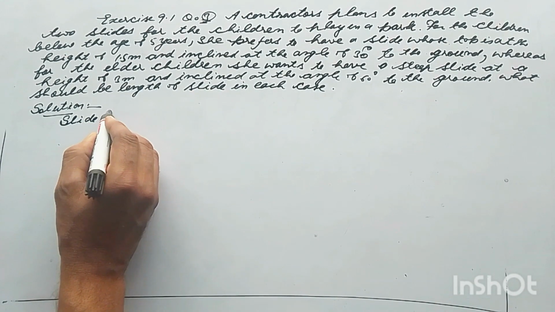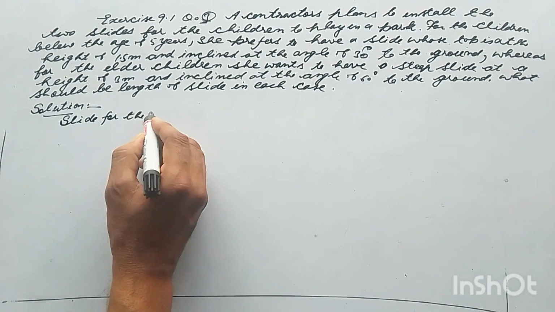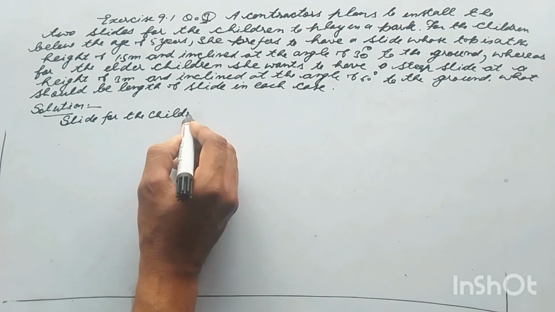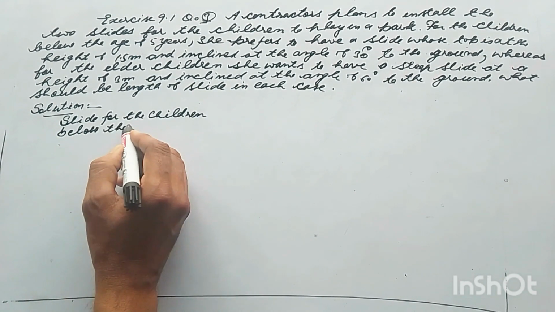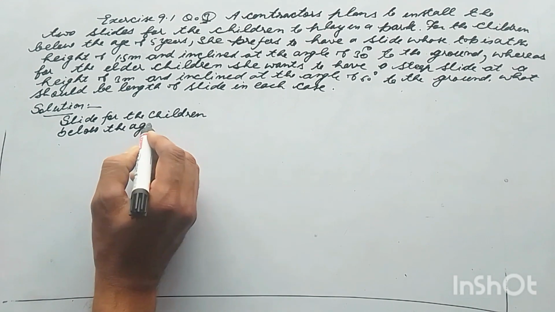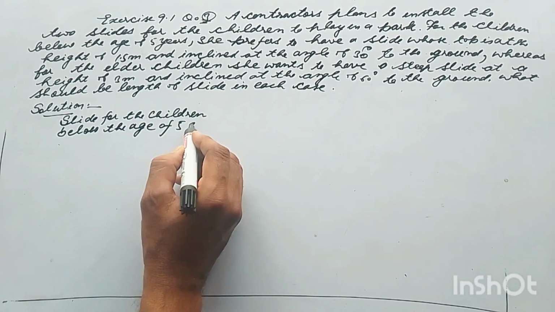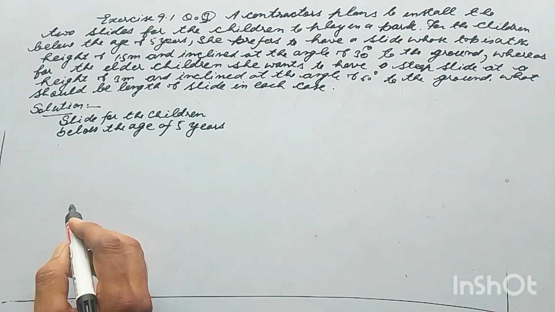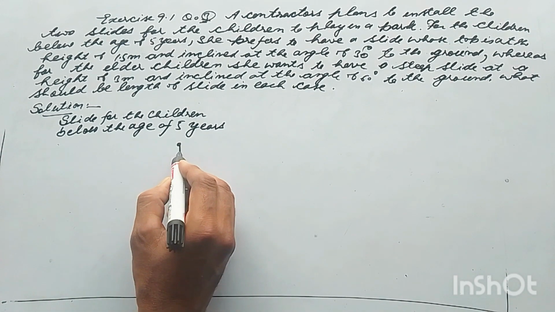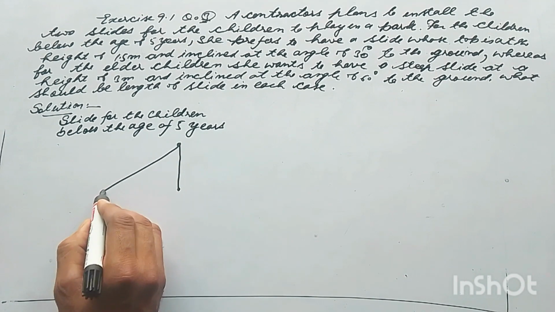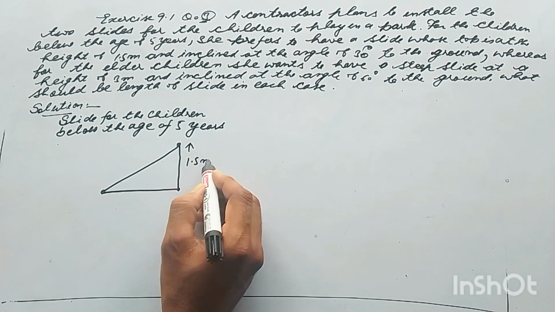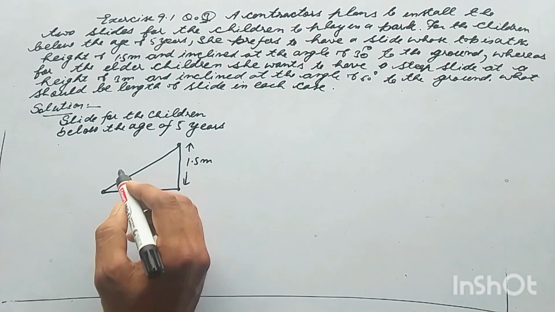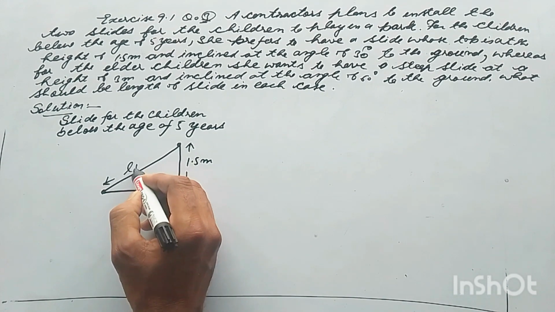Slide for the children below the age of 5 years. Height of slide, that is 1.5 meter. Let the length of the slide be L1.